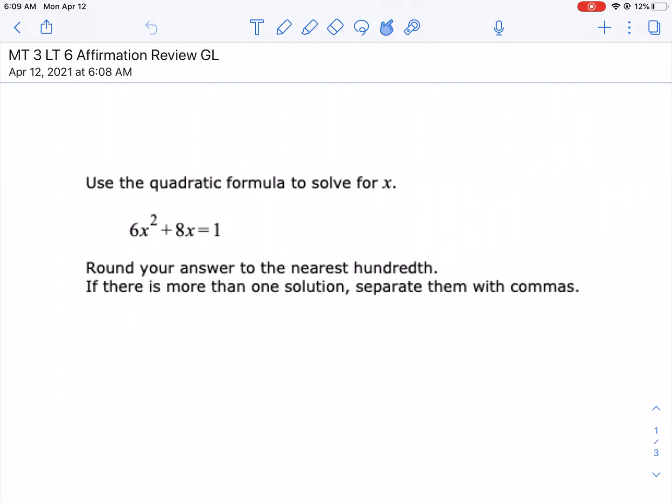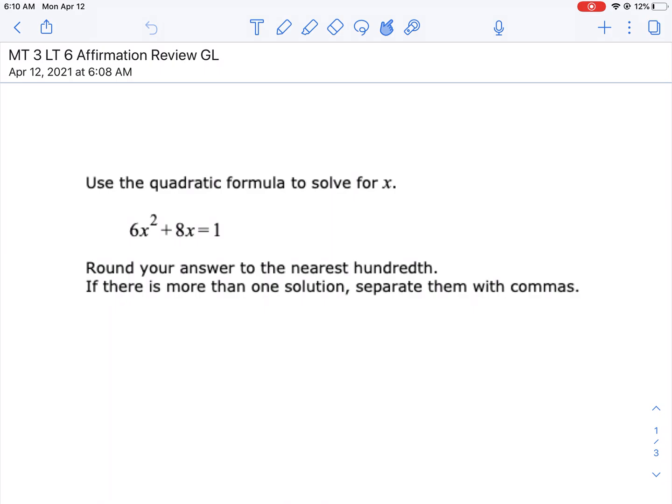Hello, let's review your MT3 LT6 affirmation. When you redo this affirmation, you will show your work. You will do it in an organized fashion, and you will submit it to me. If you do not do that, I'm not going to open anything else up for you. You must show your work and submit it to me.